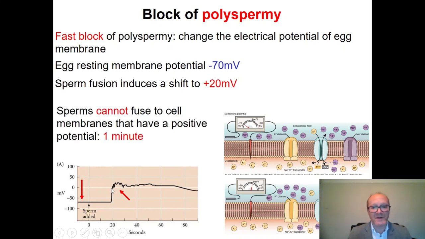Now, sperms cannot bind to membranes that are positively charged. So in this way, with this change in the membrane potential after fusion, other sperms cannot bind to the membrane at all. But this change of membrane potential only lasts for a minute. And after a minute, as you can see here, the membrane potential has already become negative again.